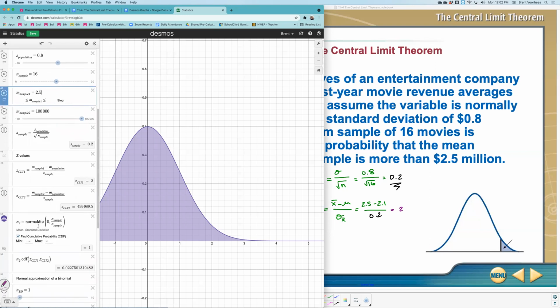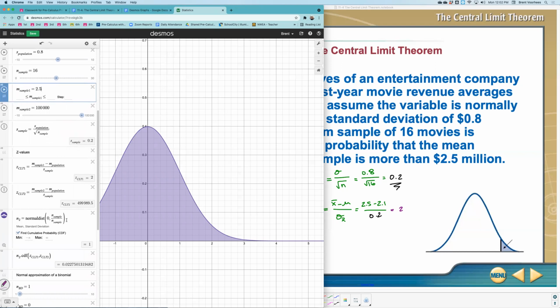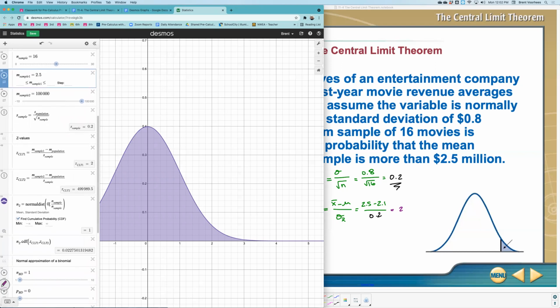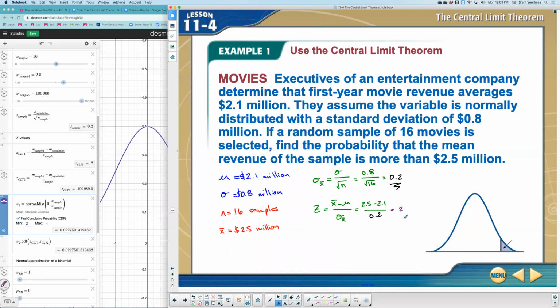And when I come down here, what we're going to use is the normal distribution. So it's 0, 1 is the normal distribution. And we want to find what's the probability of it being greater than this line 2 here. And so if I put a 2, this picture, you can start to see matches this picture very well. And so the odds would be about 2.27 or 2.28%. This right there would be 2.28%. That's the probability that the mean is more than 2.5 million.